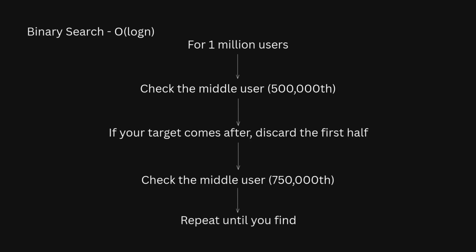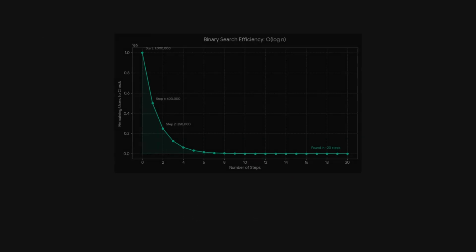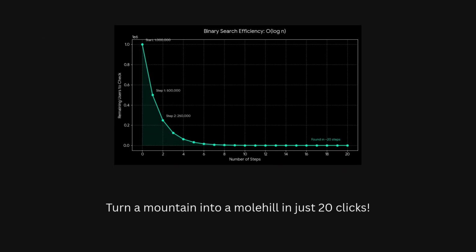Each step cuts the search space in half. That's why even with 1 million users, you only need about 20 checks. Finding any user takes at most 20 steps and not 1 million. This logarithmic scaling is why databases use indexes. Searching 1 billion records takes about 30 steps with a good index.